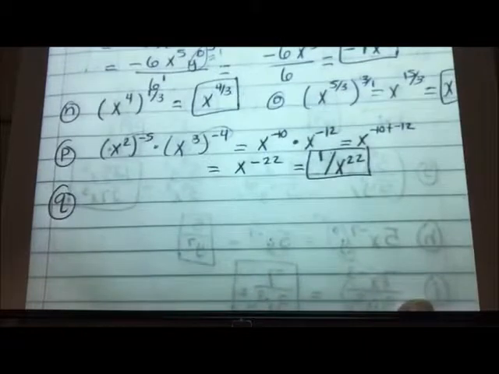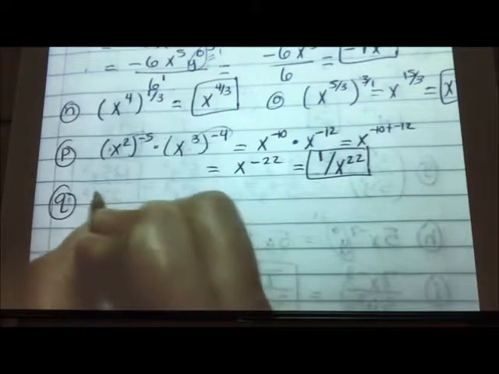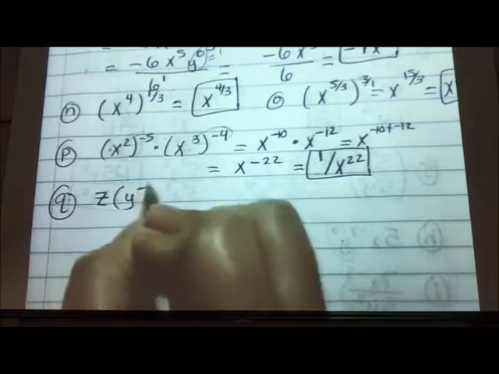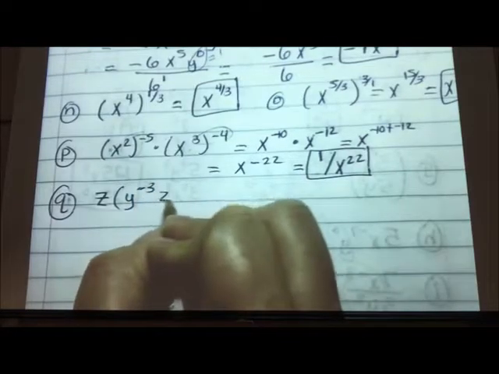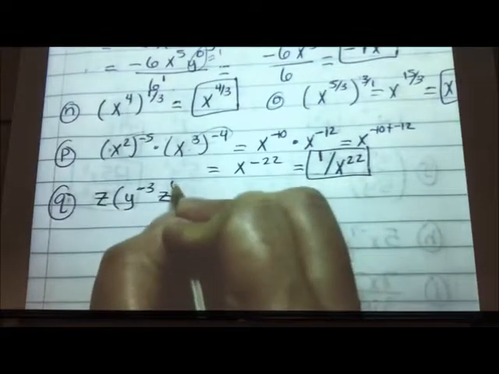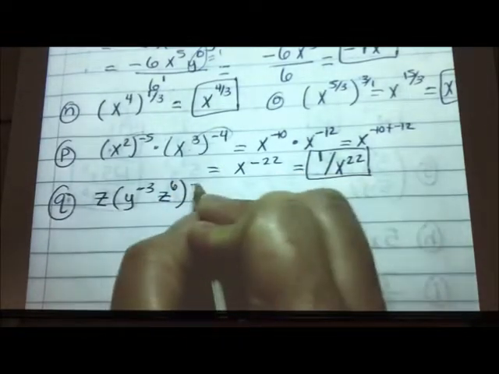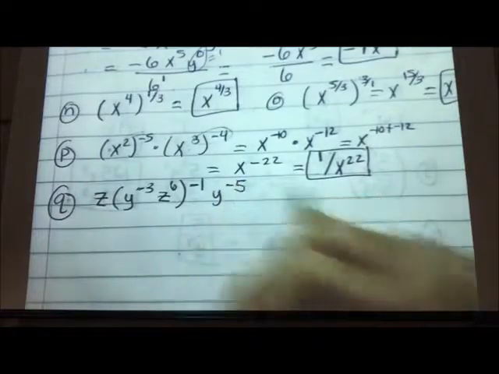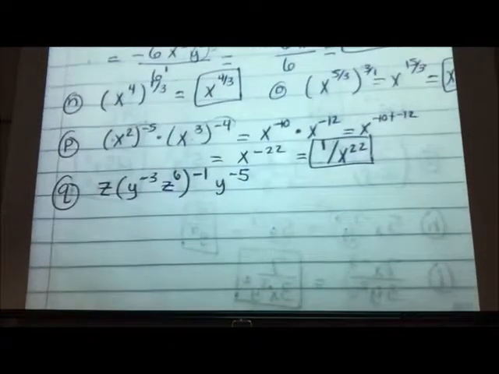Now, example Q. Let's say we had z, y to the negative third, z to the sixth, a negative 1 here, y to the negative fifth. Negative 1 and negative 3.